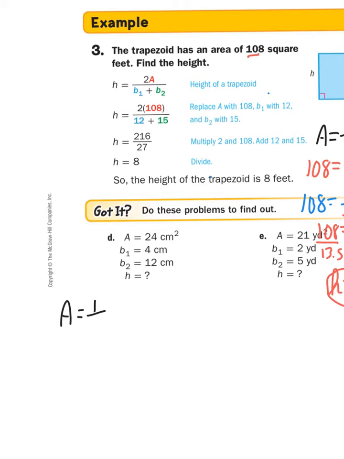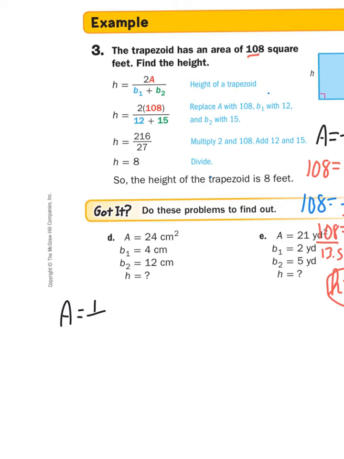Now I'm going to start by simplifying this. So I'm going to rewrite it. It's 24 equals half times height times 4 plus 12 is 16. And the next thing I'm going to do is simplify half times 16, which I know is 8. So I'm going to rewrite that. Let me give myself some more room. 24 equals 8 times h.